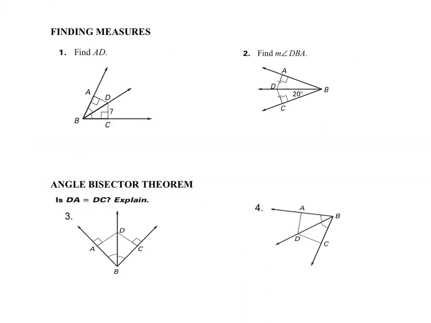Okay, so finding measures. Find the measure of AD. We can see that AD is perpendicular to AB and DC is perpendicular to BC. So they must be equal. So it equals 7. Find the measure of angle DBA. Again, we can see that AD equals DC. AD is perpendicular to AB and DC is perpendicular to BC. So the measure of DBA equals 20.